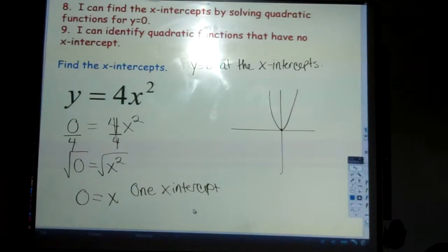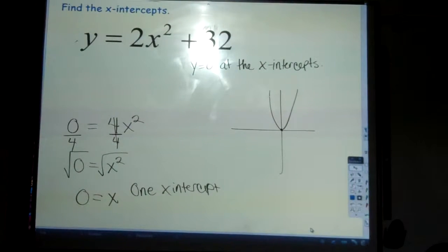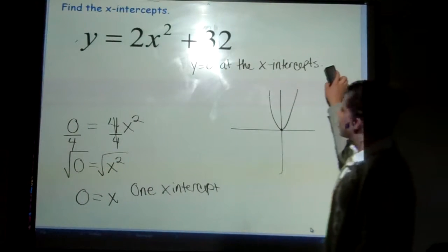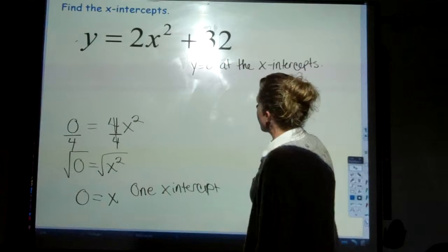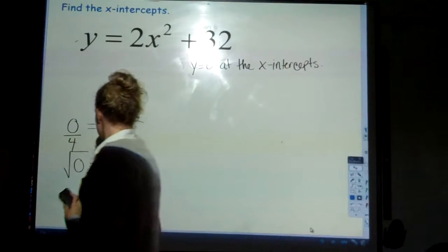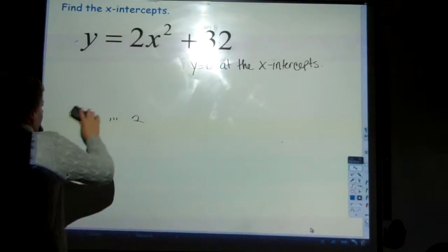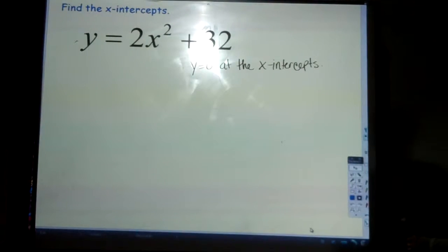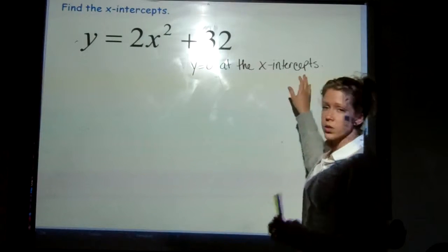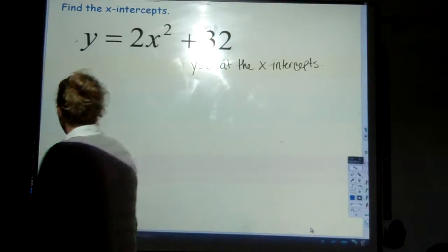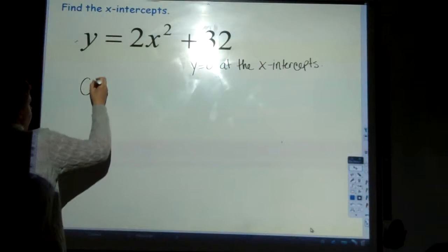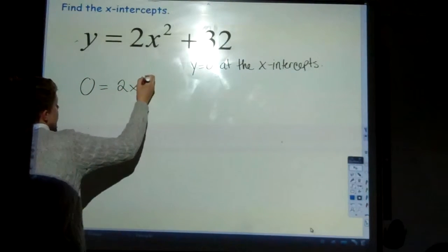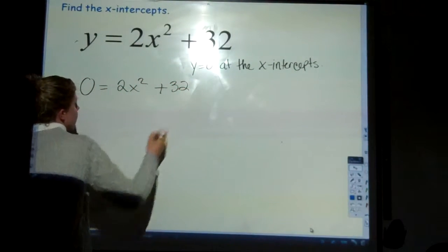Let's do one more example. Let's find the x-intercepts of this equation. y equals 2x squared plus 32. So our first step, again, is always the same. If we're finding the x-intercepts, you let y equal 0 because we're trying to find where they touch the x-axis. So 0 for y equals 2x squared plus 32.